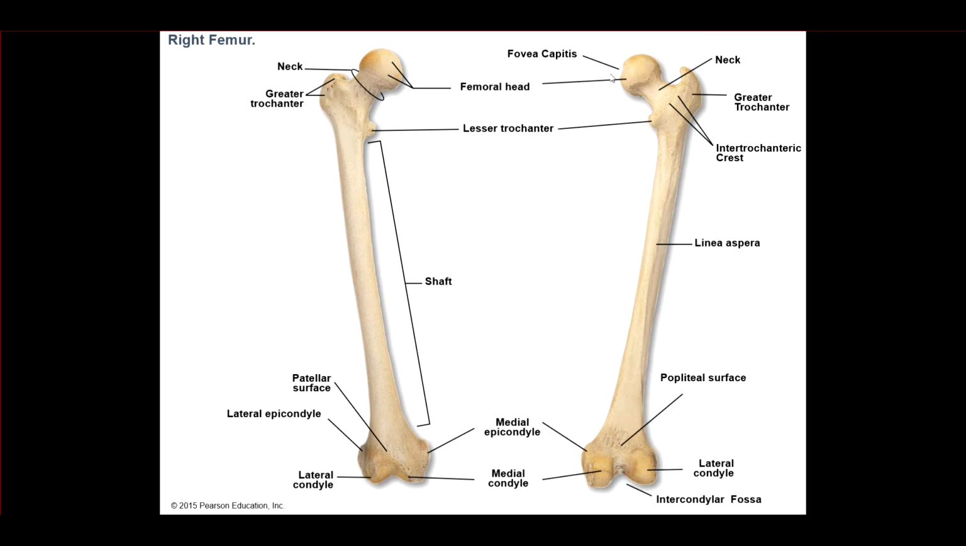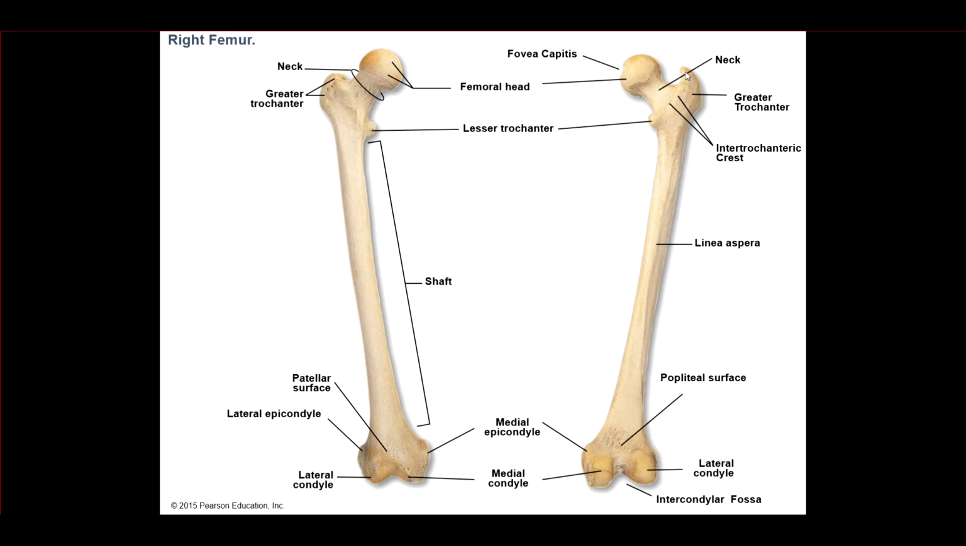Then we can see there's a slight indentation. This is for an attachment of a ligament that helps to stabilize the hip joint. This indentation is called the fovea capitis. Now, underneath the head, this constricted area here, this is the neck, right? So the head, the fovea capitis, and then the constricted area underneath is the neck.